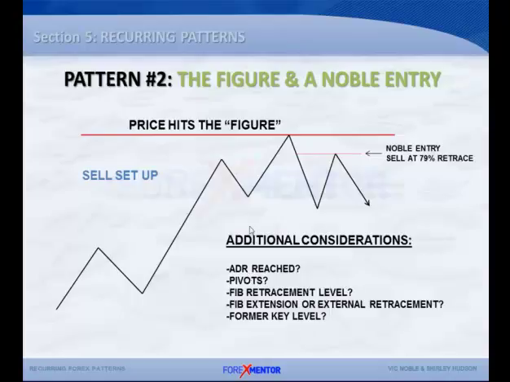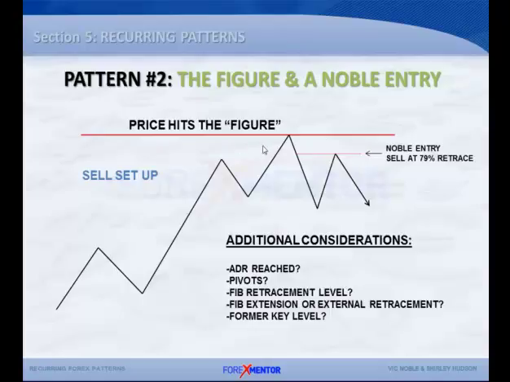See down here, all these things are happening at the same time. These can be extremely good setups when you find these other confluences. For example, maybe price has exceeded its 5-day average daily range by the time it hits the figure and then sets up the noble entry. That's even better. Or maybe the figure is a former key level. This whole level here is a former key level of support or resistance on a higher time frame chart.